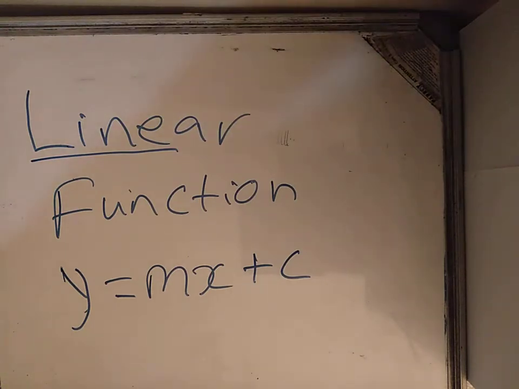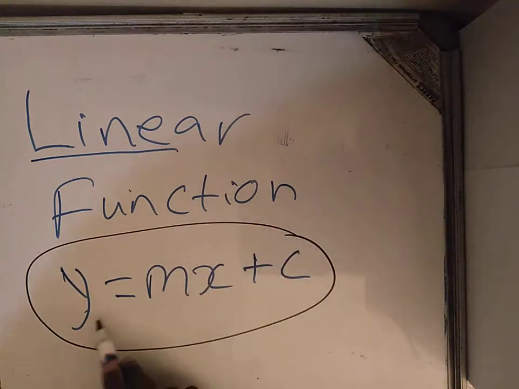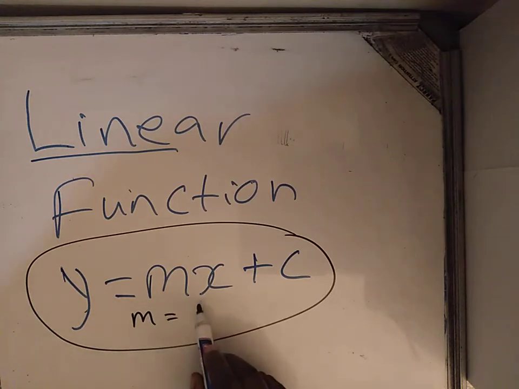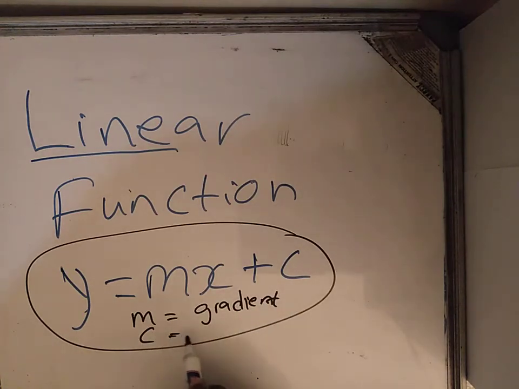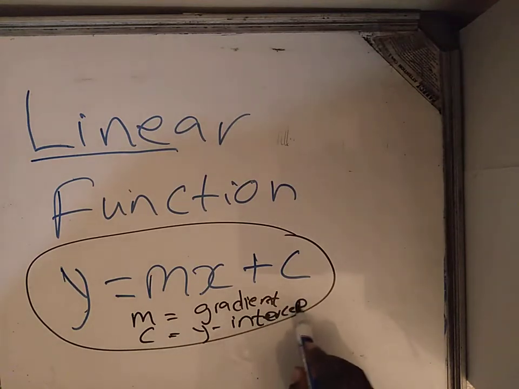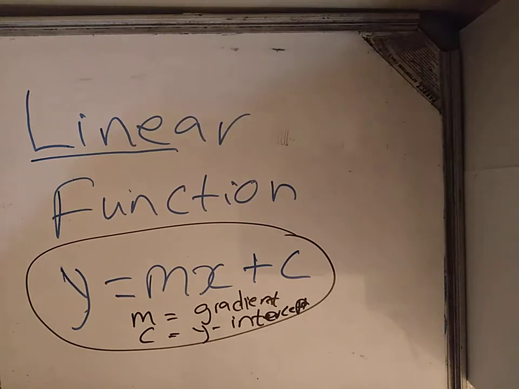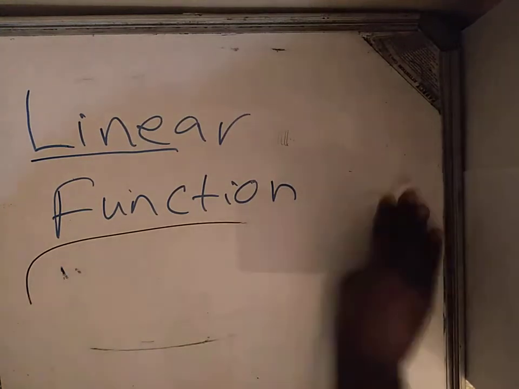All right, so that linear function is in this form. It's y is equal to mx plus c, and then you all know that m is what? It is the gradient, or some people call it a slope, and then c is what? It is the y-intercept. Right? So basically we are going to look at the linear function.